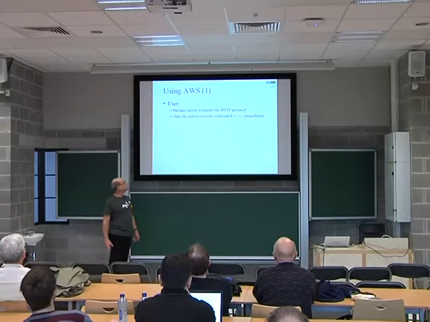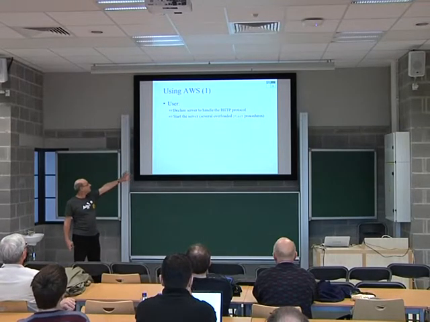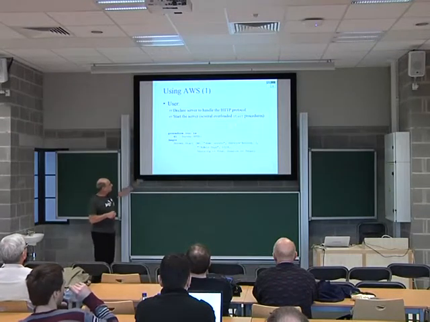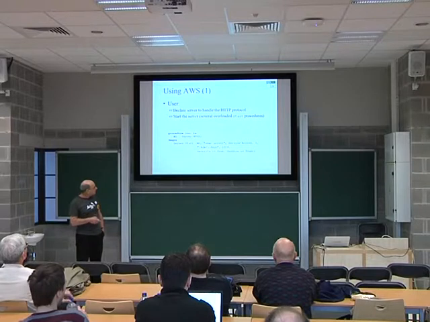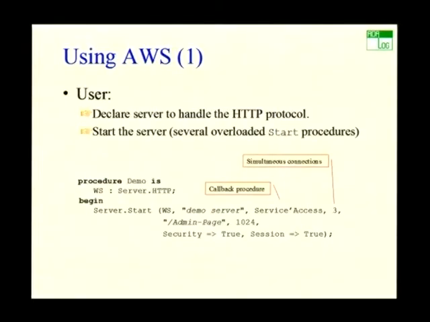So typically, to make a simple application, you declare a server object. You start it. And you have various parameters here. When you start it, you declare your callback procedure, you declare how many simultaneous connections you want to allow. This is the name of a status page that allows you to display how your server is doing. Port number, and if you want security. If you want security, you say security true. If you don't want it, you say security false. That's the only difference between managing HTTP or HTTPS.